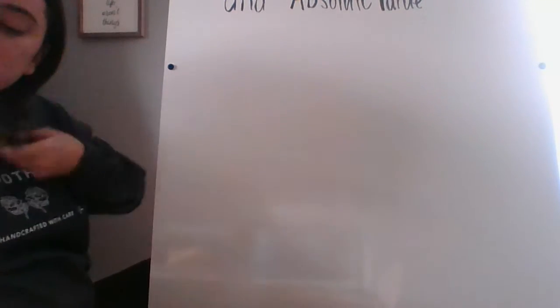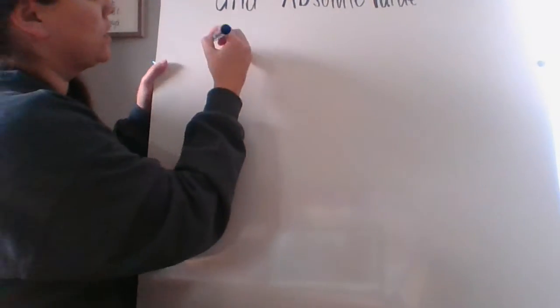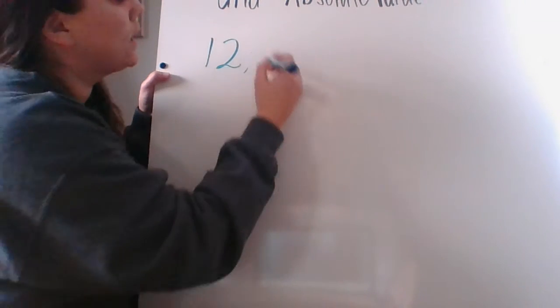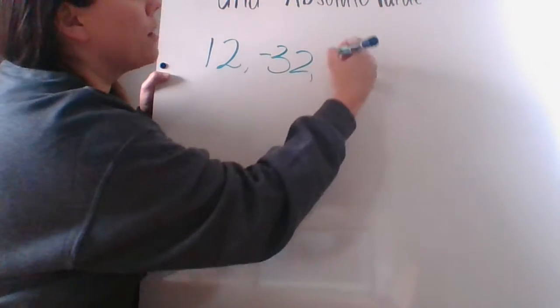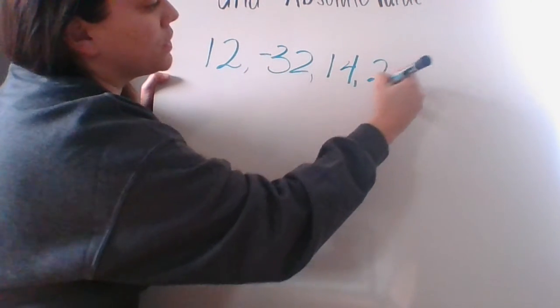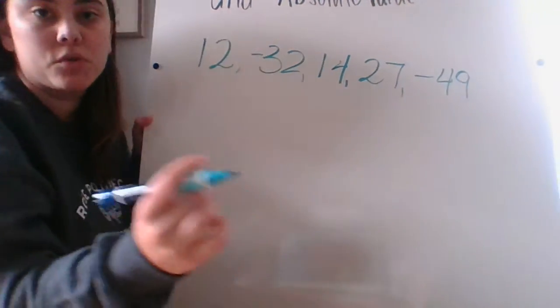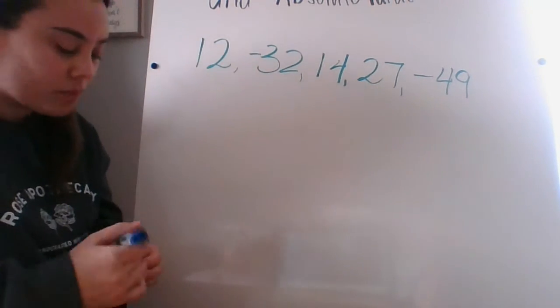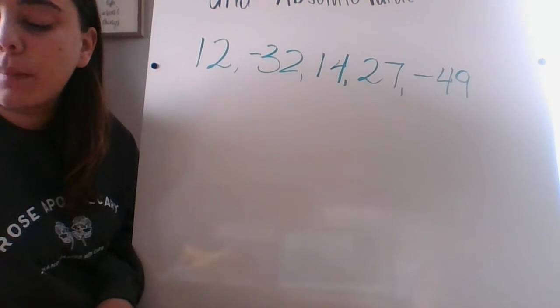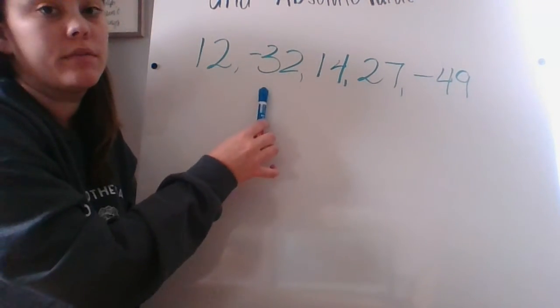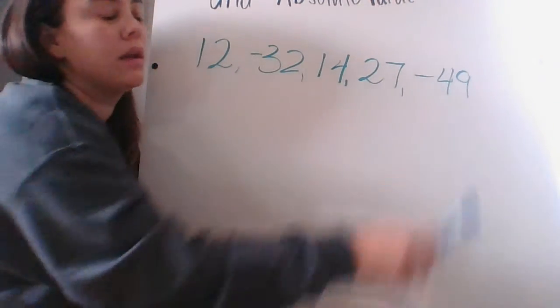Let's do one more example with that. Let's use this blue. Let's do 12, -32, 14, 27, and -49. So those are my next numbers I need to order. So again, I'm going to find the largest number with a negative symbol. So my options are 12, -32, 14, 27, and -49.